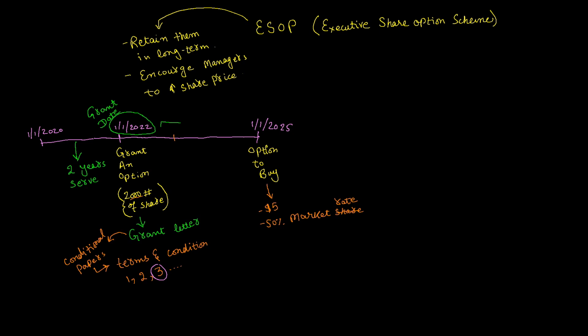Now this period from 2022 to 2025 is known as the vesting period, or informally as the waiting period, because the employee has to wait for 3 more years to exercise this option. And the price at which the employee and employer of the company agree, that price is known as the exercise price.